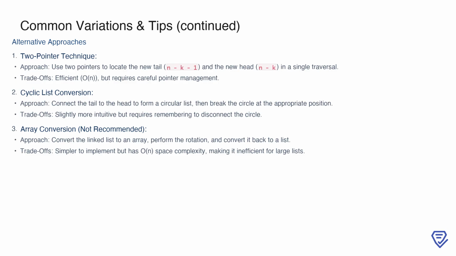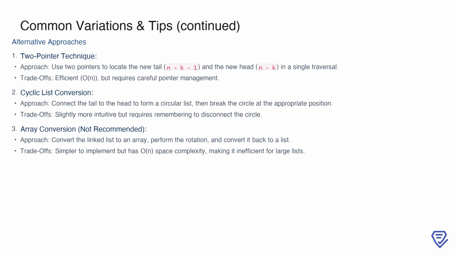Now, let's explore some alternative approaches to solving the rotate list problem. One efficient method is the two-pointer technique. In this approach, you use two pointers to locate the new tail and the new head in a single traversal. Specifically, the new tail is at position end k+1, and the new head is at end k. This method is highly efficient, running in O(n), but requires careful pointer management to ensure correctness.